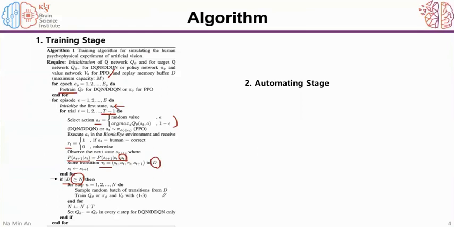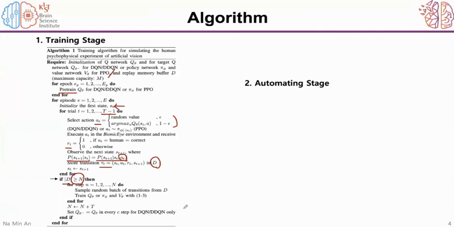However, the buffer was reset after each episode for PPO, since it did not need older data to train this algorithm. The Q network or the policy network updated after all trials per episode was saved for later use in the automating part.